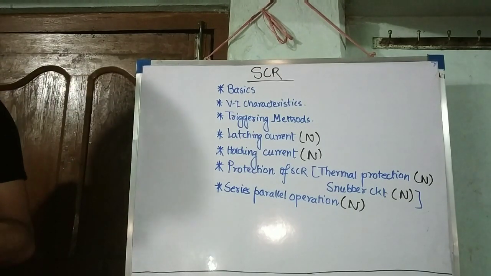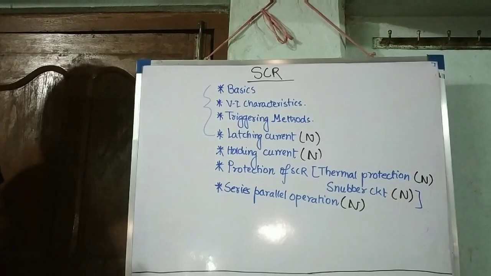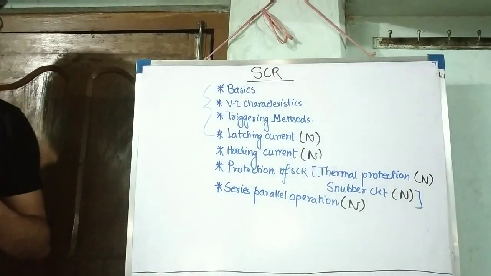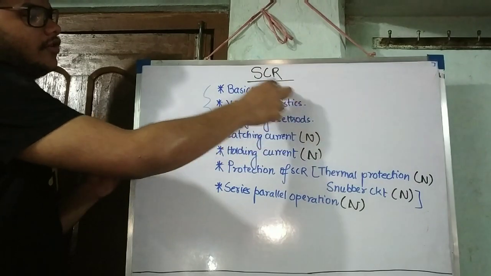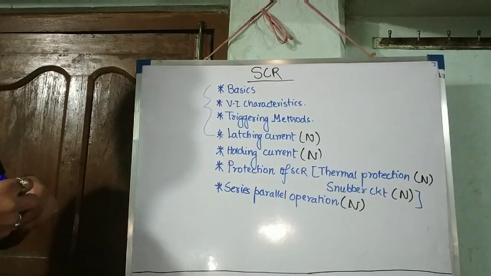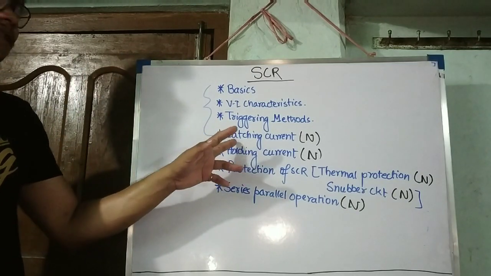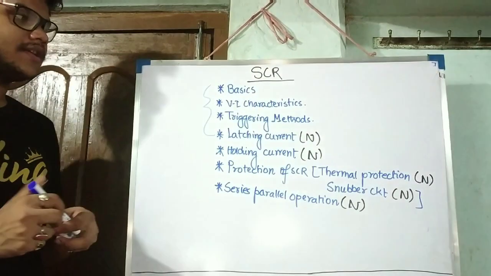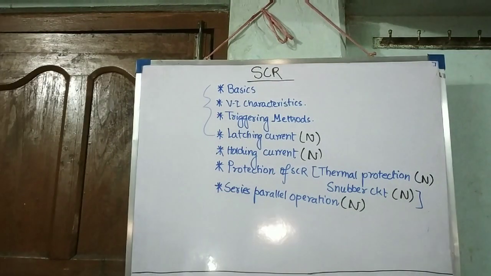In this class we will try to finish up to your latching current. These four topics we will cover, and I am trying to break SCR into 2 or 3 videos. Let us see how many videos turn out in the end. So in the first video we will see these 4 topics: basics, VI characteristics, triggering methods, then latching current, concept of latching current. Holding current, protection of SCR, and series parallel operation of SCR will come later. Okay, so let us start.